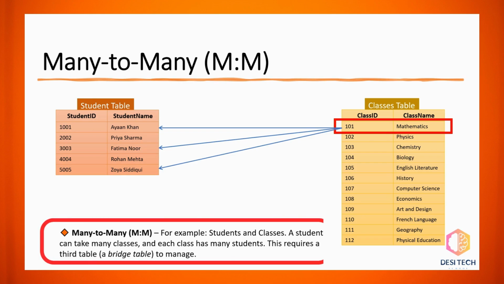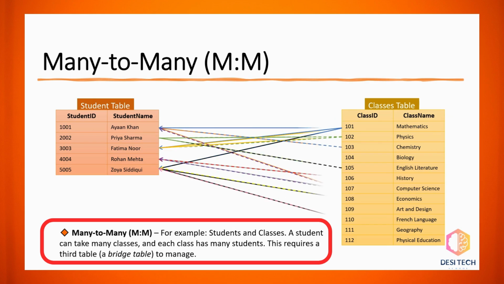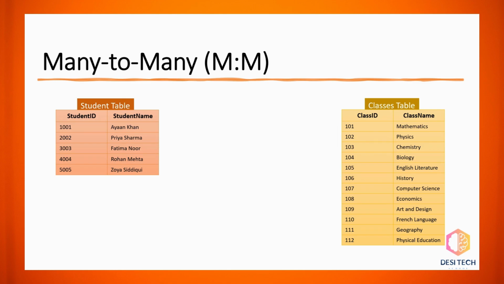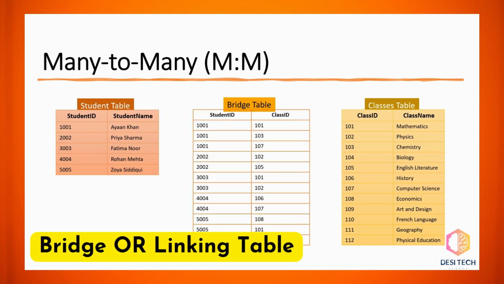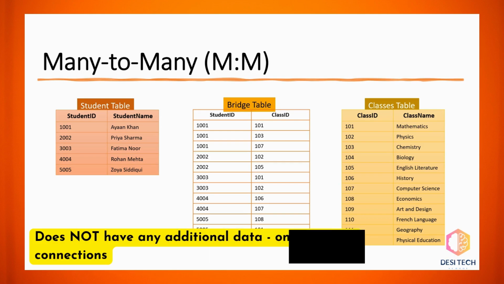But here's the tricky part. If we try to put this information directly into just two tables, one for students and one for classes, it gets messy. We'd have to repeat data and our tables would become hard to manage. So instead, we use something called a bridge table or a linking table. This table simply records who is in which class. It does not hold any extra data or details. It just keeps track of connections.